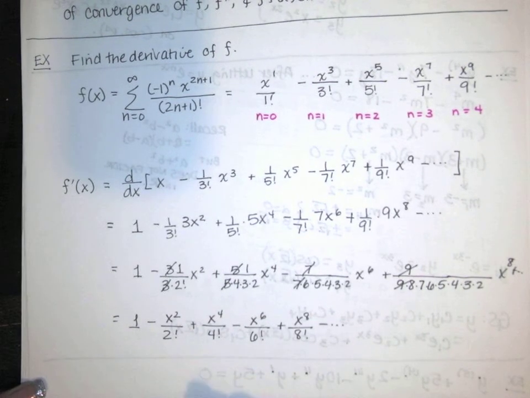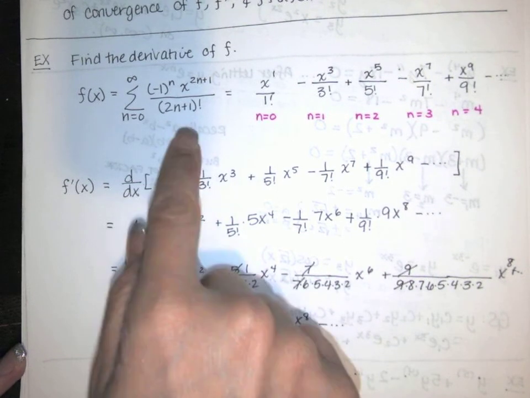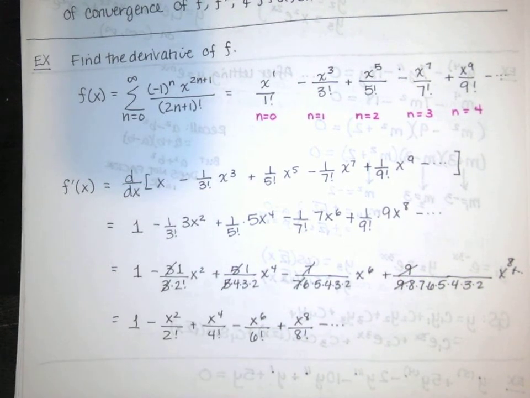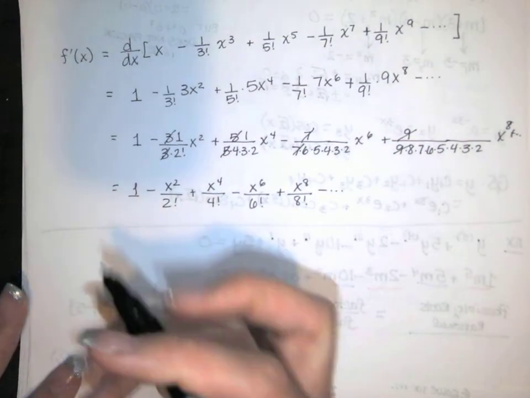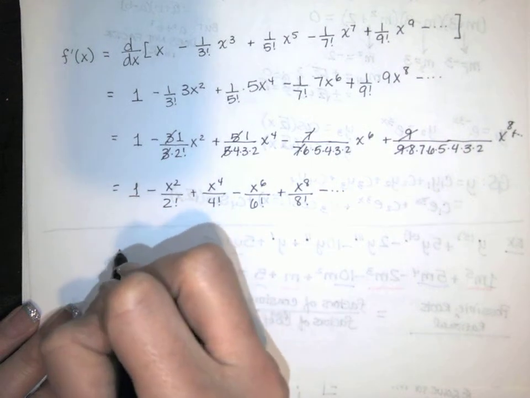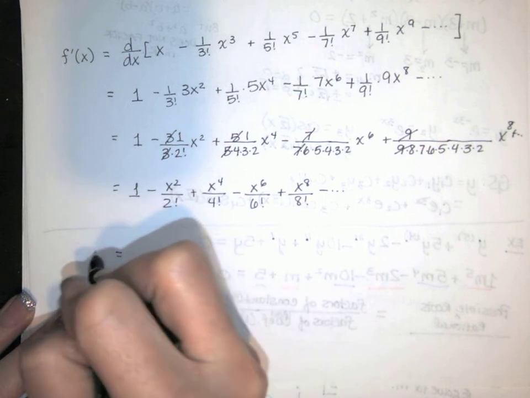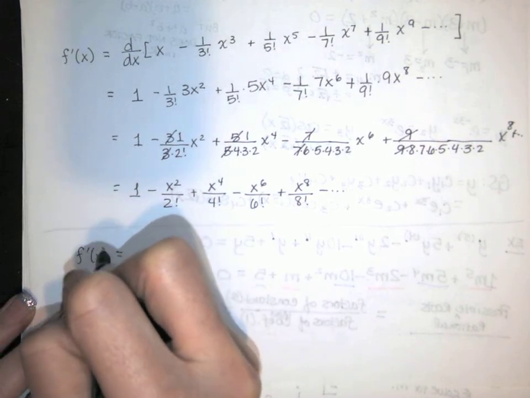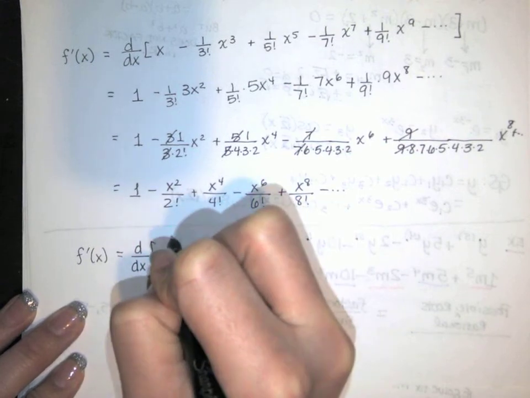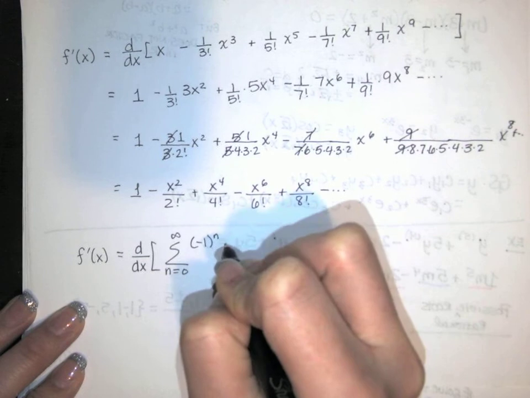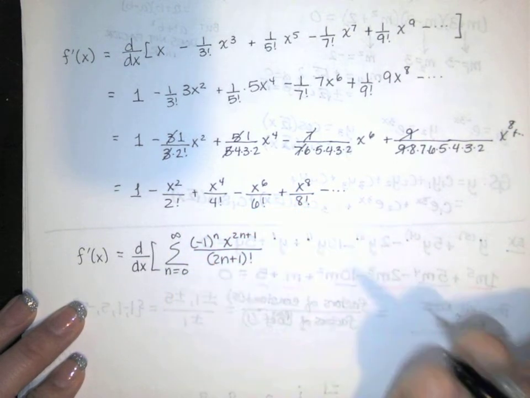Not so clear here. So even though this is what we're doing, we're just taking the derivative term by term, we'd like to write it in this more compact form. So we're going to do it slightly differently. But if we remember what sigma notation means, what sigma notation represents, then we'll see this is exactly the same as what we just did. If f of x is this infinite series, so it's the sum as n goes from 0 to infinity of negative 1 to the n times x to the 2n plus 1 over 2n plus 1 factorial.